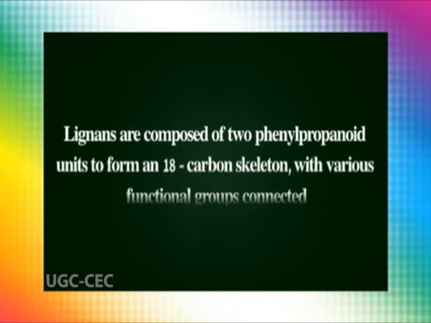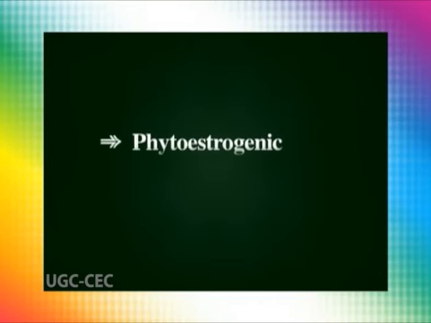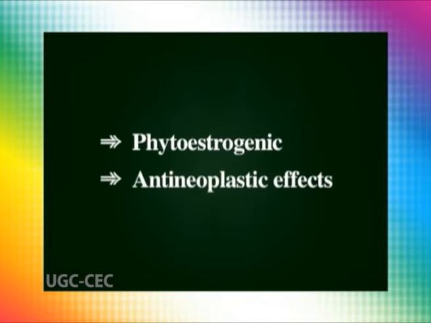Now at last, the lignans. Lignans are composed of 2 phenylpropanoid units to form an 18-carbon skeleton with various functional groups connected. They are generally lipophilic and have structural functions within the plant cell membranes. Lignans show phytoestrogenic and antineoplastic effects.